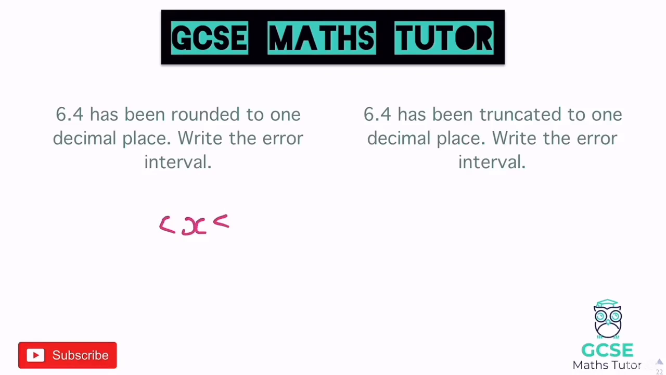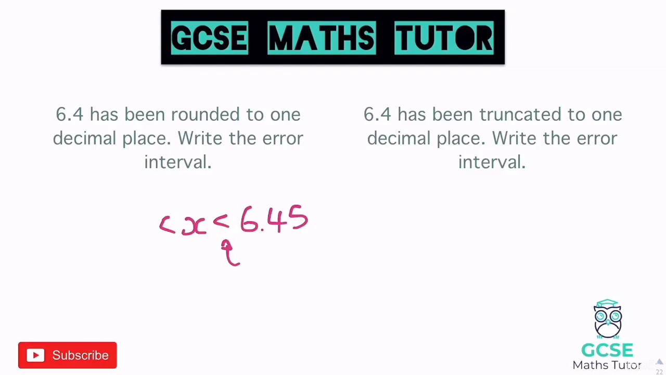So we're going to find the upper and lower bound. Now 6.4, if it's been rounded to 1 decimal place, it couldn't have been 6.45. As soon as that 5 goes after that 4, it would have rounded up to 6.5. So we put that on the right hand side as our biggest possible number, that it couldn't have been 6.45. So it can't be equal to that number, so we leave that symbol as it is. It's got to be less than 6.45.